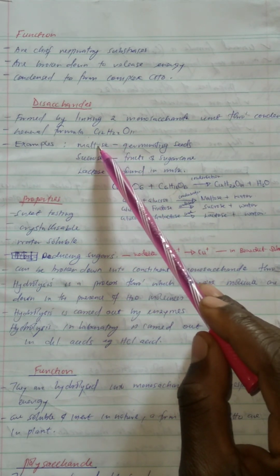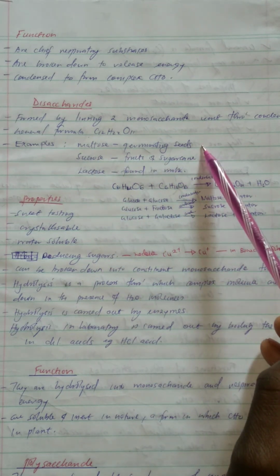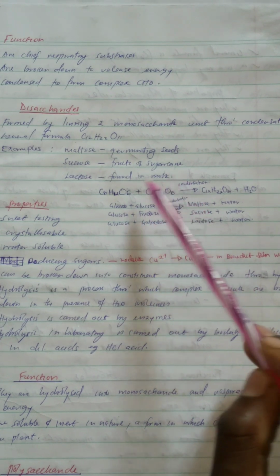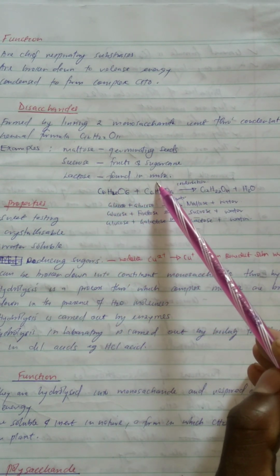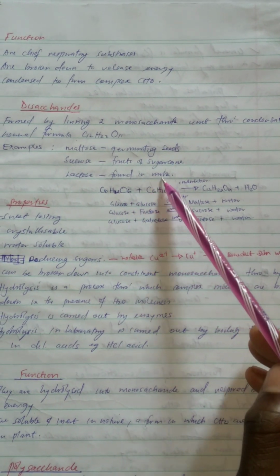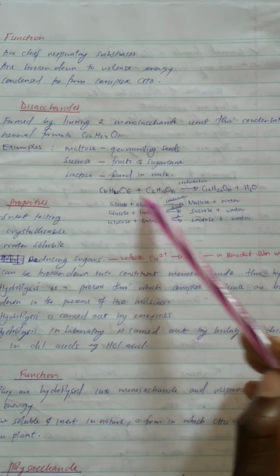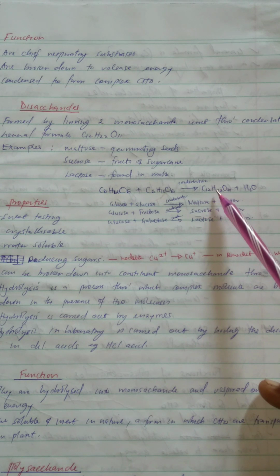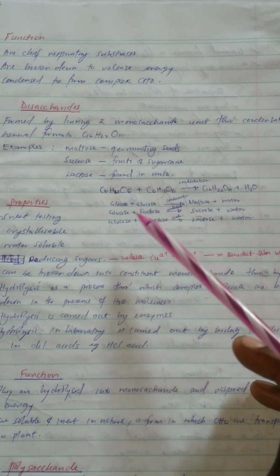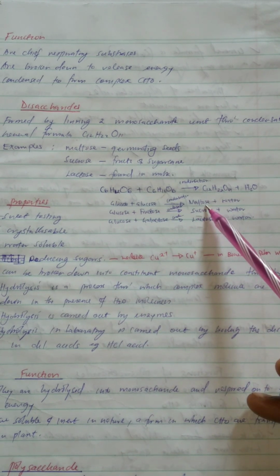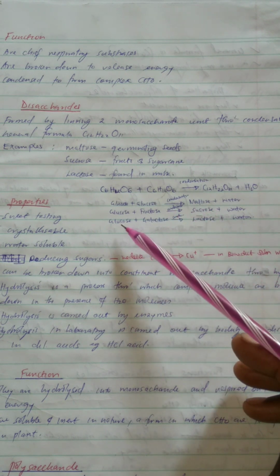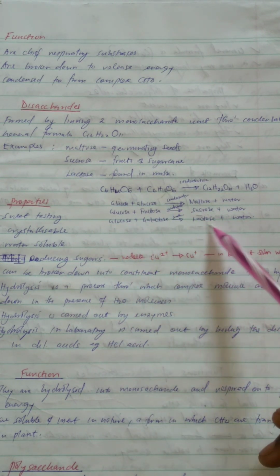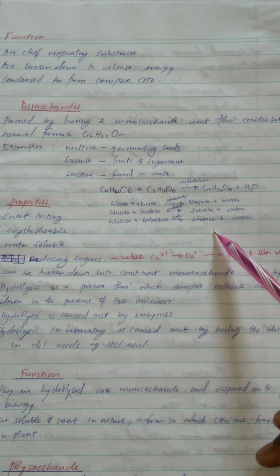Maltose, you can get in germinating seeds. Sucrose, you can get in fruits and sugarcane. And then lactose, you can get in milk. Now, this is how the formula looks when we are condensing them to form the disaccharides. We combine glucose and glucose to get maltose through condensation. We combine glucose and fructose to get sucrose, and then we combine glucose and galactose to get lactose.